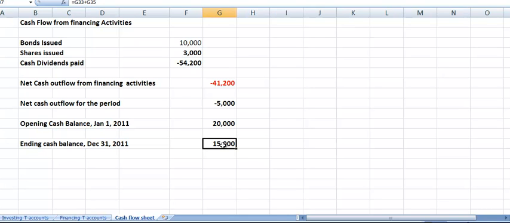So now we can explain to our senior officials in our organization what kinds of activities brought our cash from $20,000 to $15,000. So this concludes our video on cash flow from investing and financing activities.